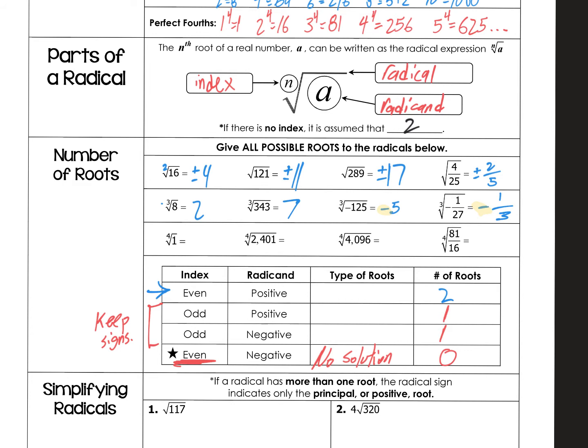Now, we can look at some of these fourth power ones as well, just to see what the numbers look like. So the fourth root of 1 is just 1. 2401 is actually 7 to the fourth power. And again, you can see these numbers are actually really big for that. And the next one is 8, okay? And the last one is 3 over 2.